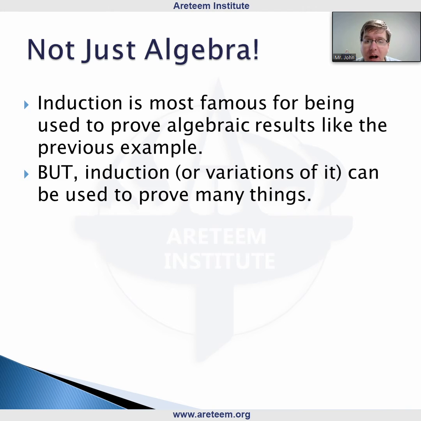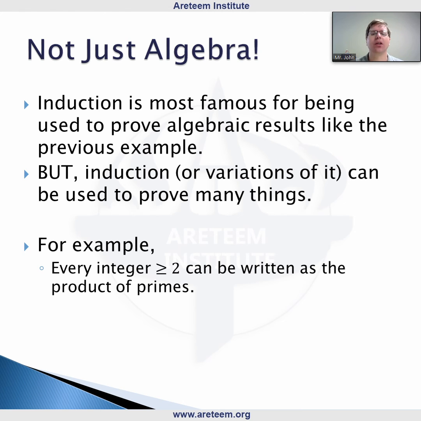Just as some quick other examples, you can use induction, or variations of it that are actually equivalent, so we don't need to worry about that too much, to prove a lot of other things. For example, you can use induction to prove that every integer that's greater than or equal to 2 can be written as the product of primes. We're going to look at that one today.